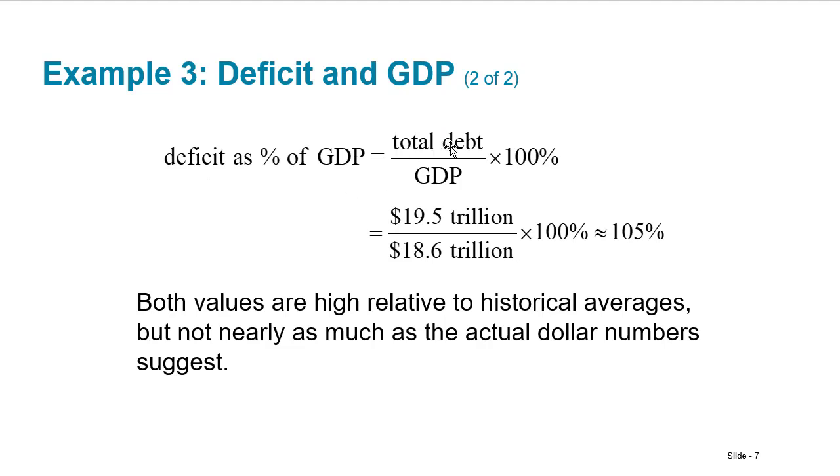Now, if you take total debt and figure that out, then it's 105%. So that means we're basically in the hole more than we're making, right? Gross domestic product you can think of as all the money that's coming in, and our total debt is so big that we're spending more each year than we're bringing in.